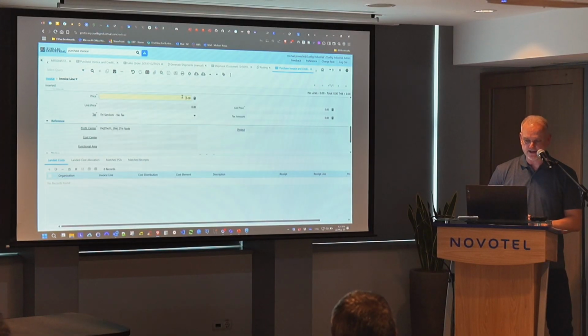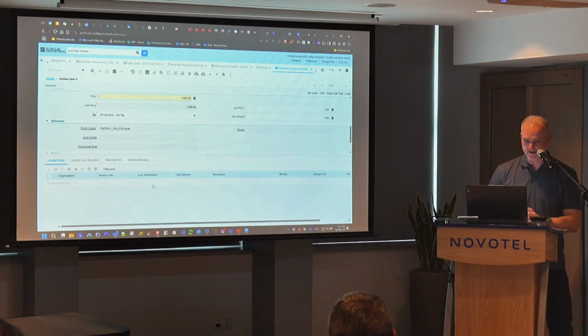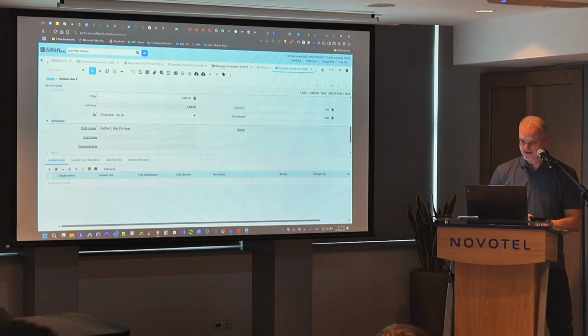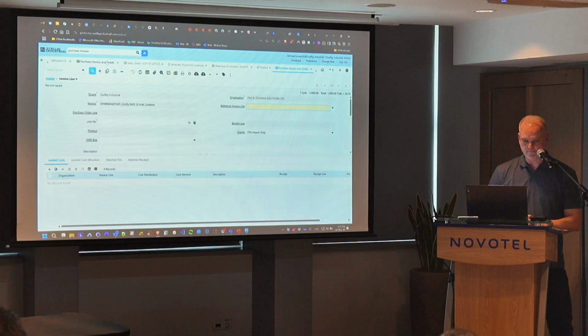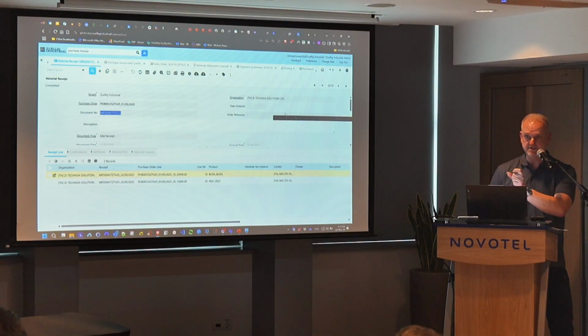And I am putting in here an amount of 1,000. This was, I think, what we wrote in the instructions here, 1,000 of unplanned landed costs. So we save that here. And now I'm going to take my material receipt from before, which is this one. I copied that document number because in my landed cost allocation, I will refer to that material receipt where we received 10 for both of these products.